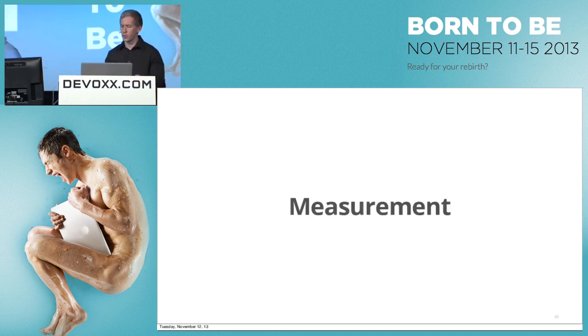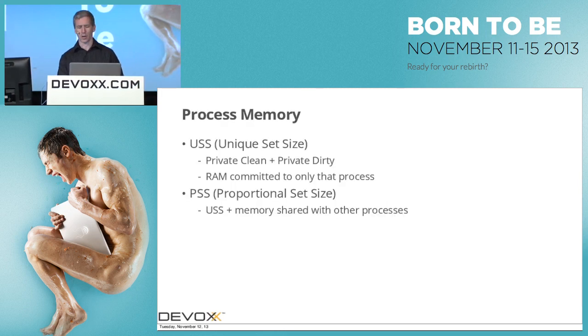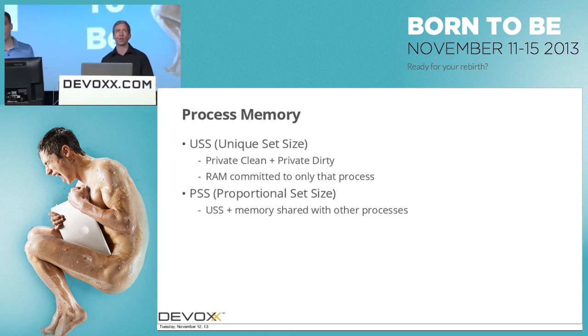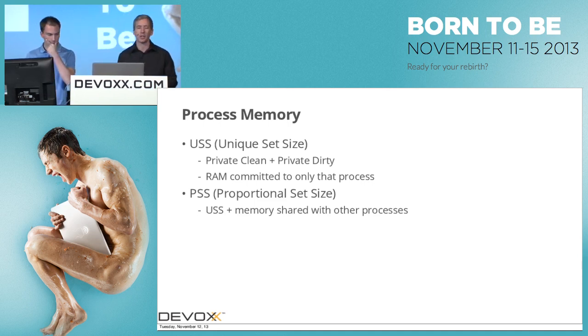So there are different tools that we provide to measure what your memory use is, so you can have ways to actually optimize your application. First of all, let's talk about the kinds of memory that these tools will give you information about. There's essentially two kinds of memory you care about. There's the unique set size. This is the stuff that your activity is taking up directly. This is the private clean plus the private dirty in the tables, the information we're about to see. And it's the RAM that only that process is using.